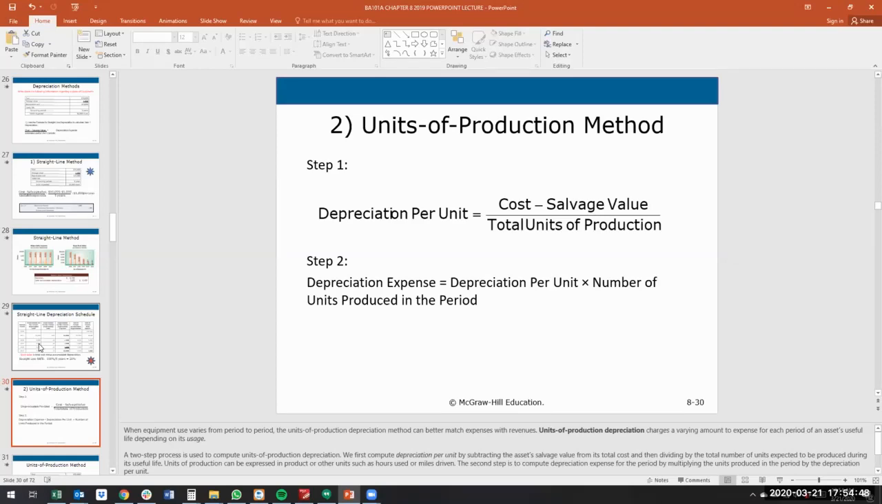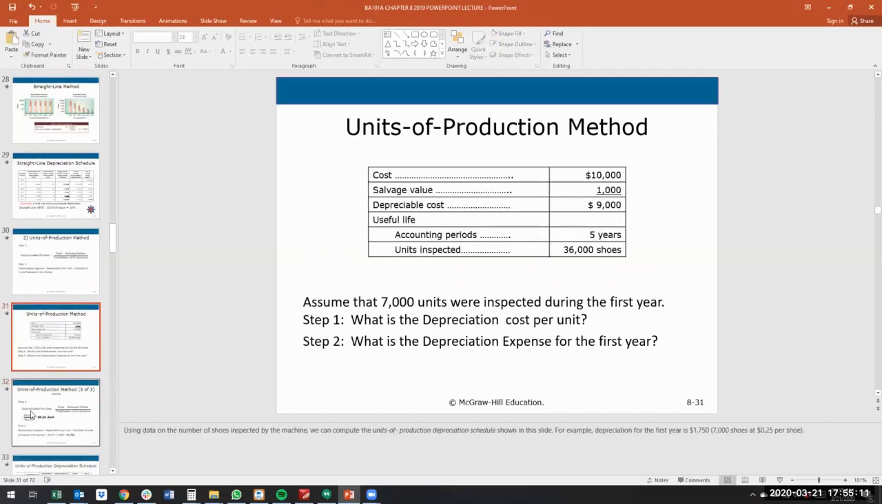A piece of machinery might state that it can make 1,000 pairs of shoes, 1,000,000 pairs of shoes, or good for 5 years. If you're expecting to make 1,000,000 a year, it might make more sense to use the total units of production. And our depreciation expense is going to be just the depreciation per unit by the number of units produced. So not too complex, same calculation to figure depreciation cost per units, cost minus salvage value over the total units produced. And then we just go for it.